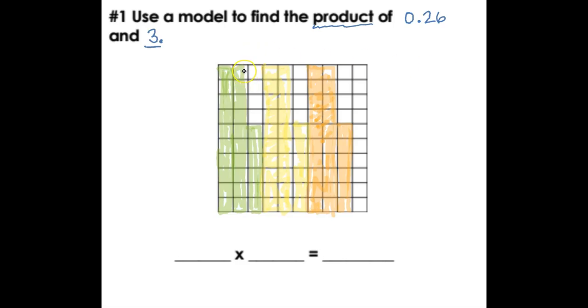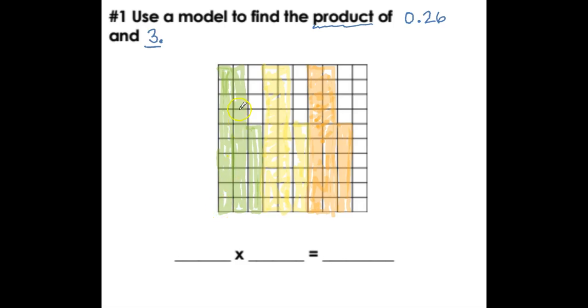Okay, so you can see here I have modeled 26 hundredths 3 times. So here's 10, 20, 21, 22, 23, 24, 25, 26. This right here in green is 26 hundredths. And then I did the same thing in yellow and the same thing in orange. So I have 3 groups of 26 hundredths.